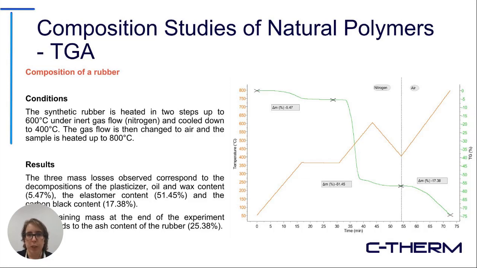heating up first to an initial temperature at which you have an isotherm until things stop degrading to remove the lighter chain materials like plasticizers, oils, and waxes, and then heating up to a second temperature point to get off the heavier polymer chain materials such as elastomers. And then finally, you might burn it in air to determine how much carbon black and how much ash is present in the material.